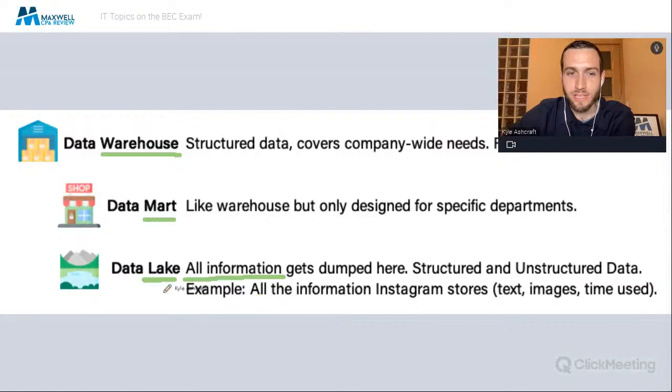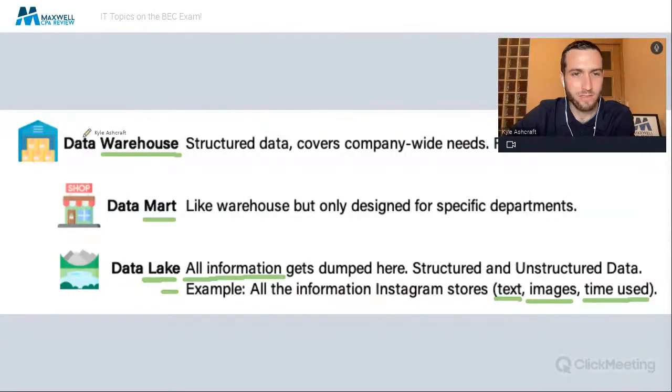For example, if your company is Instagram, maybe you're storing all of the text that people type in, the images that they post, the time they use on the app. All of that would go into the data lake, and it just stores everything there. These next two terms are for when the data is already structured. And it's just going to depend on whether we want company-wide use or department-specific use. So let's take a look at this.